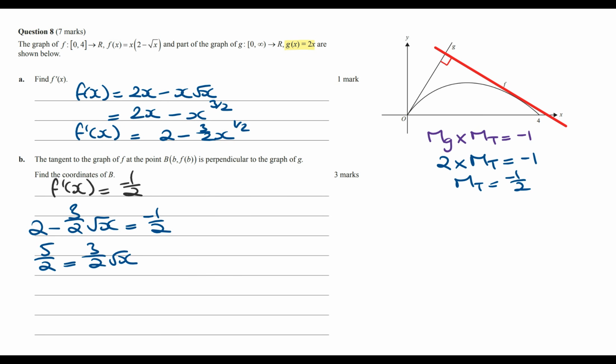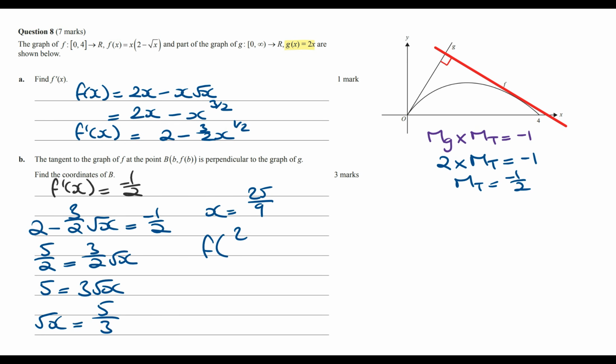Multiplying both sides by 2, 5 is going to equal 3 times root x, which means root x is going to equal 5 on 3. Solving for x is going to be 25 on 9. And so the x coordinate of the point B is going to be 25 on 9. To find the y coordinate, we sub this value back into f of x.